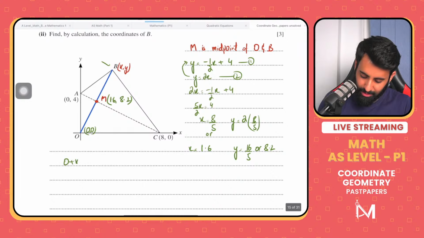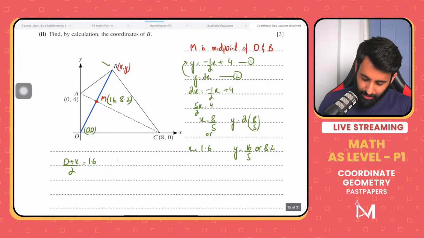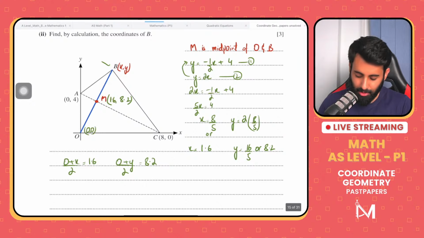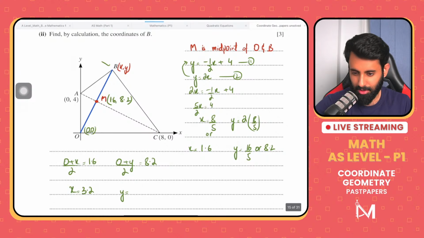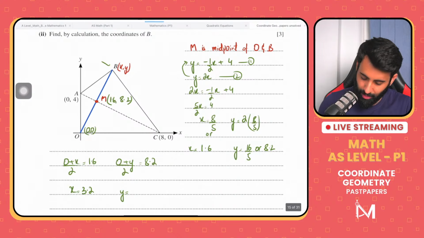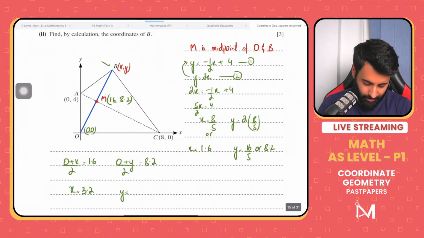0 plus x upon 2 will give you the x coordinate of the midpoint, which is 1.6. And 0 plus y upon 2 will give you the y coordinate of the midpoint, which is 8.2. Cross multiply and you will have x, which is 3.2, and cross multiply here, you will have the value of y, which is 8.2 times 2. What is that equal to? That's equal to 16.4, is it? Let me see. Sorry, 16 upon 5 is not 8.2. Sorry, my bad. It's 3.2.